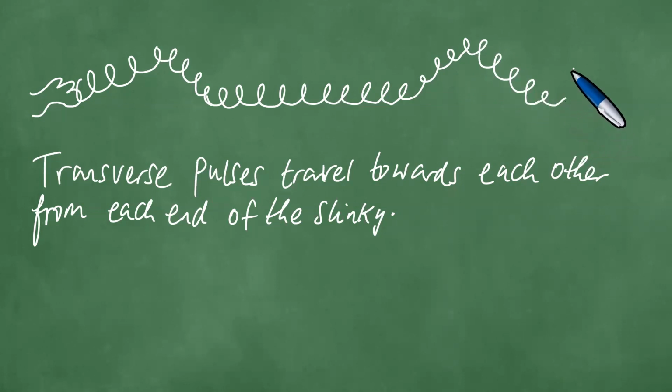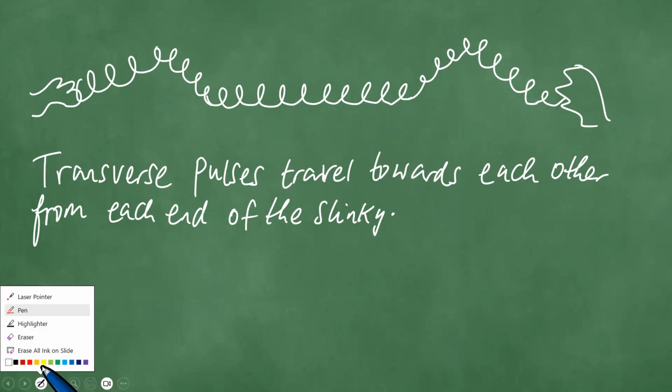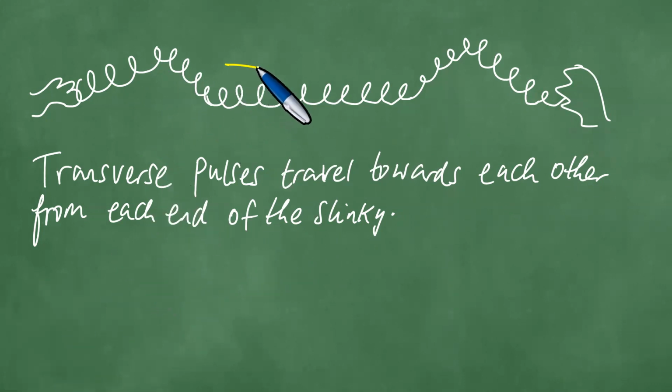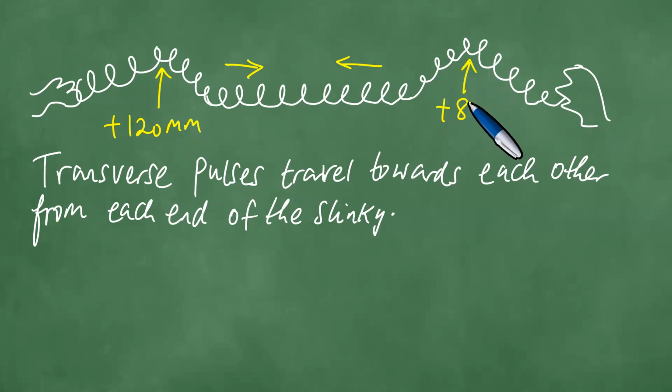So here's the slinky now. It's up here, it's up there, it's a bit horizontal here in the middle. And this one goes up here, plus 120 millimeters, and this one plus 80 millimeters. So there's that upward movement now.